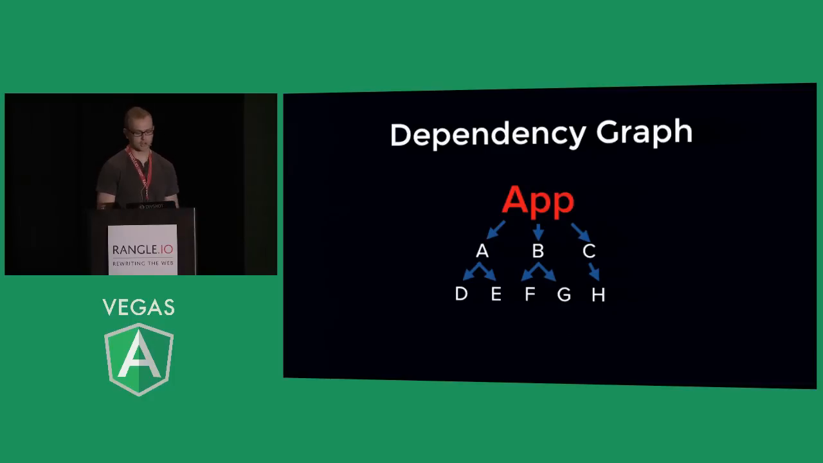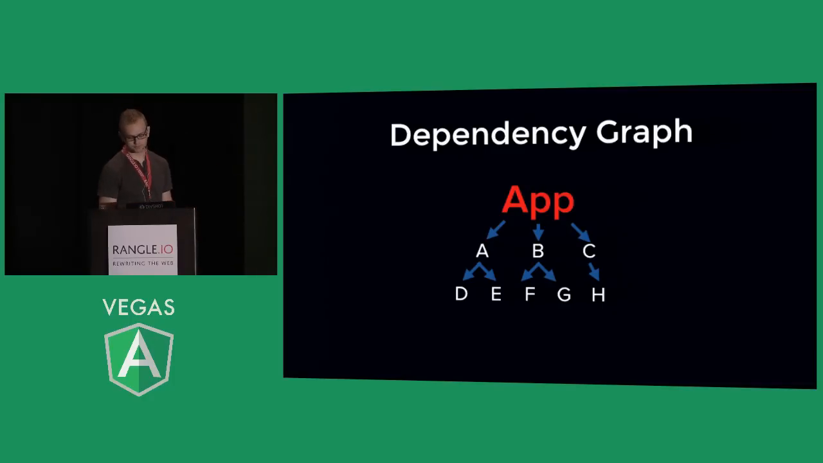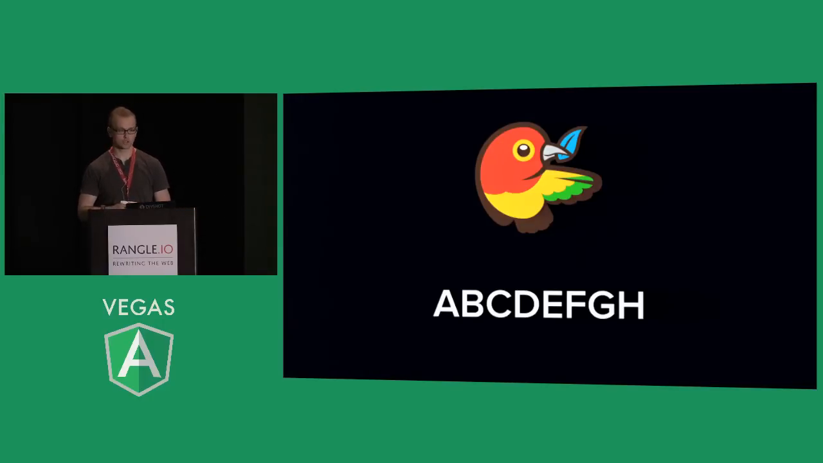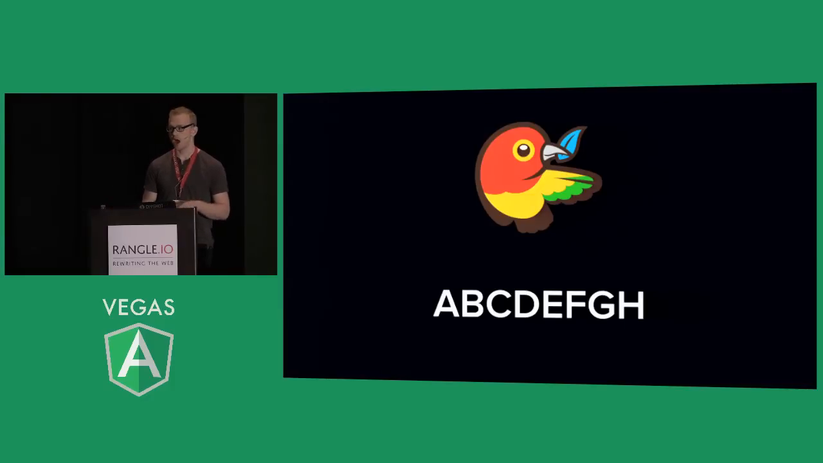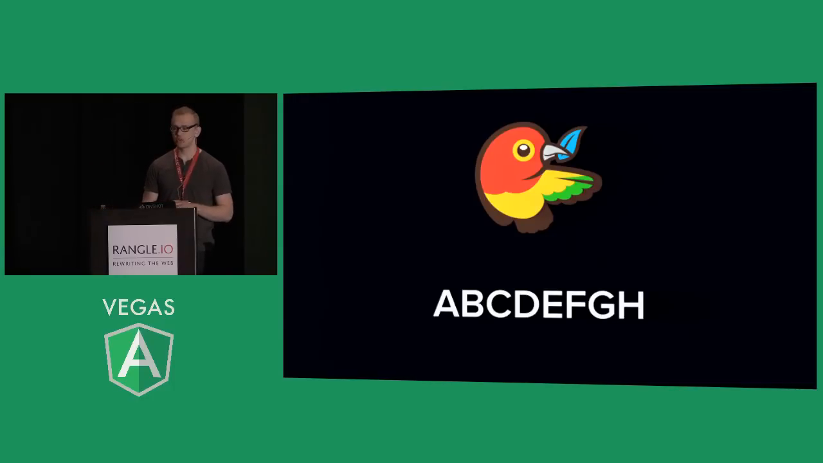See, Bower's not very good at that, though. Bower takes this big dependency graph that we've created, and Bower gives us this. Bower just says, here's A through H. This is what you asked for. I just put it all in one big directory for you. And, I mean, it's better than nothing. It's better than going and grabbing everything manually.